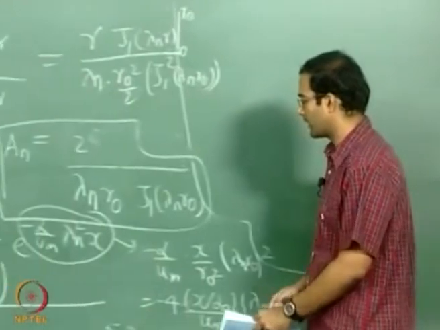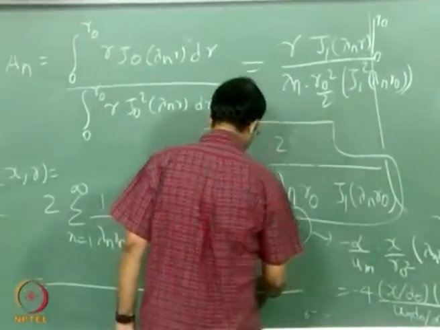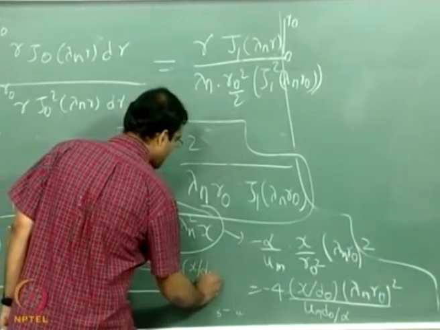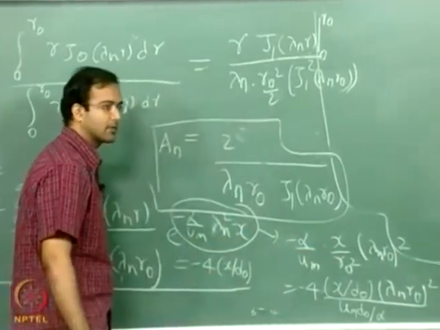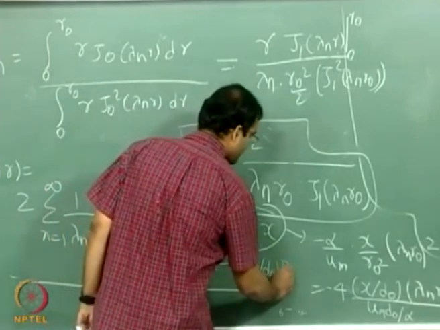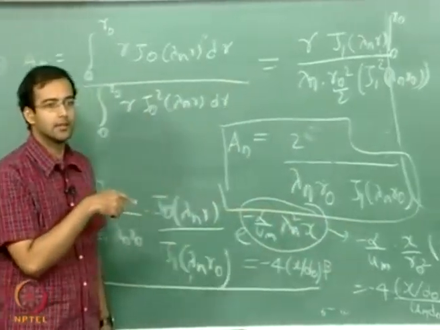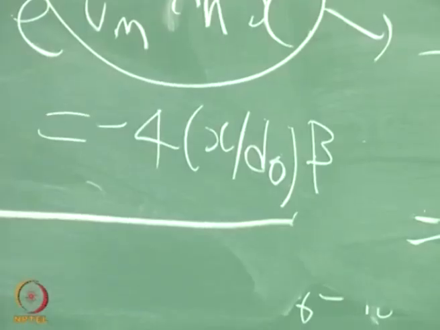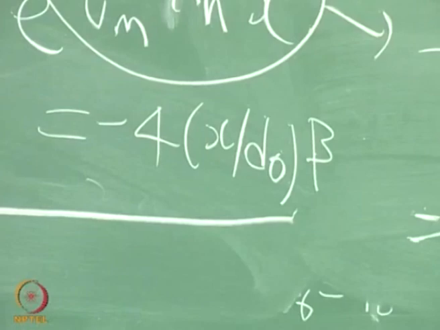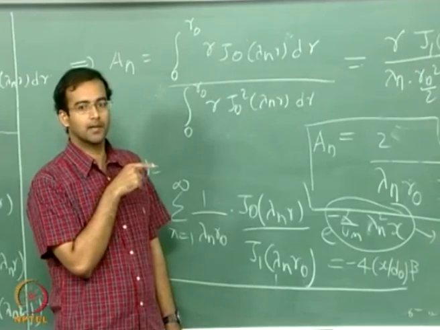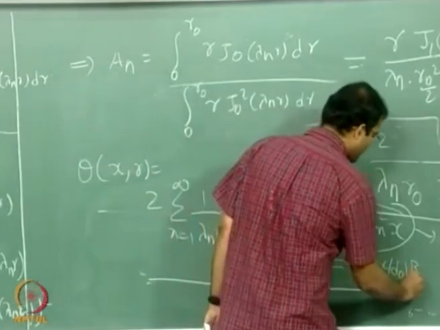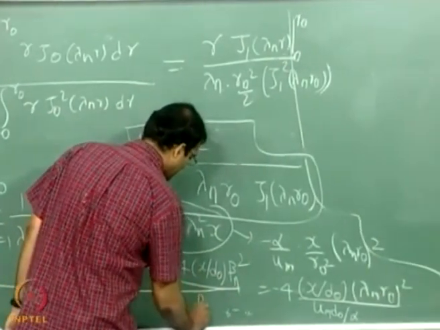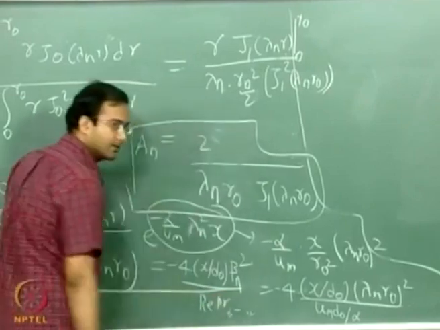Therefore I can replace this entire thing as a non-dimensional group, which is minus 4 x by d naught lambda n r naught. I have used the notation beta n, because lambda n has the units of what? What is the unit of lambda? 1 by r. So therefore lambda n r naught will be a non-dimensional group. So I replace that with beta n square divided by Re into Pr.